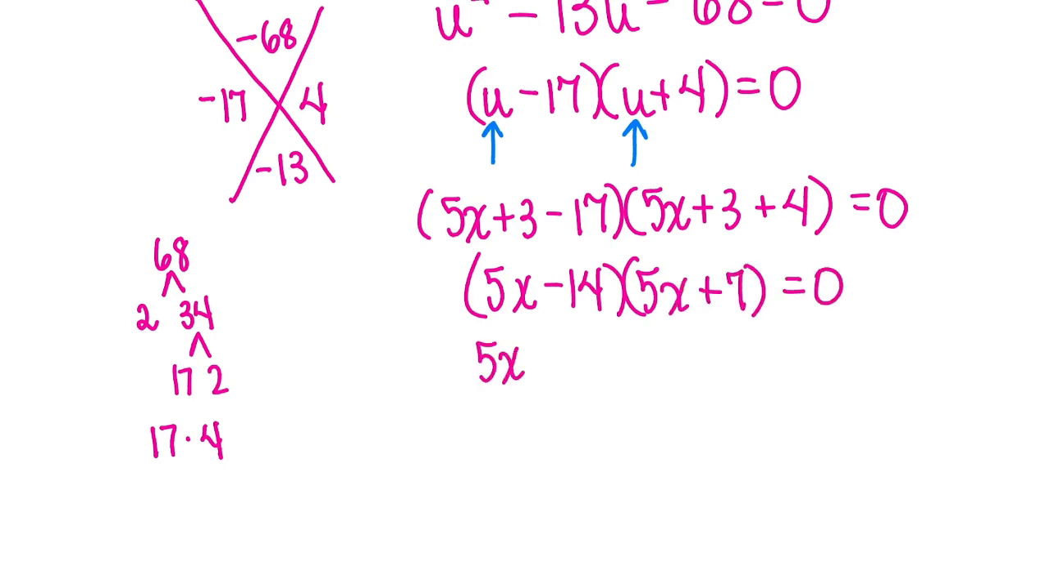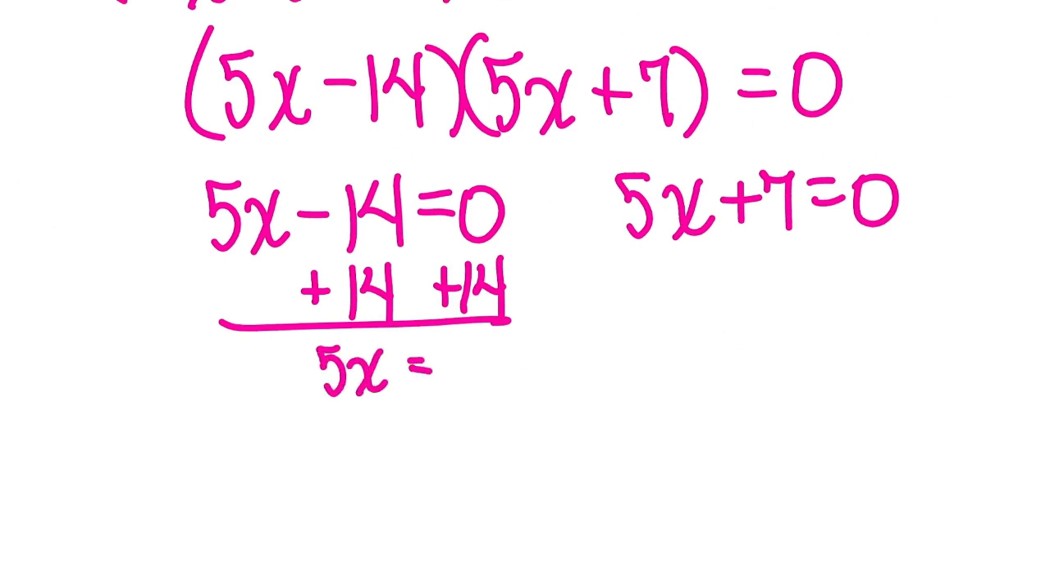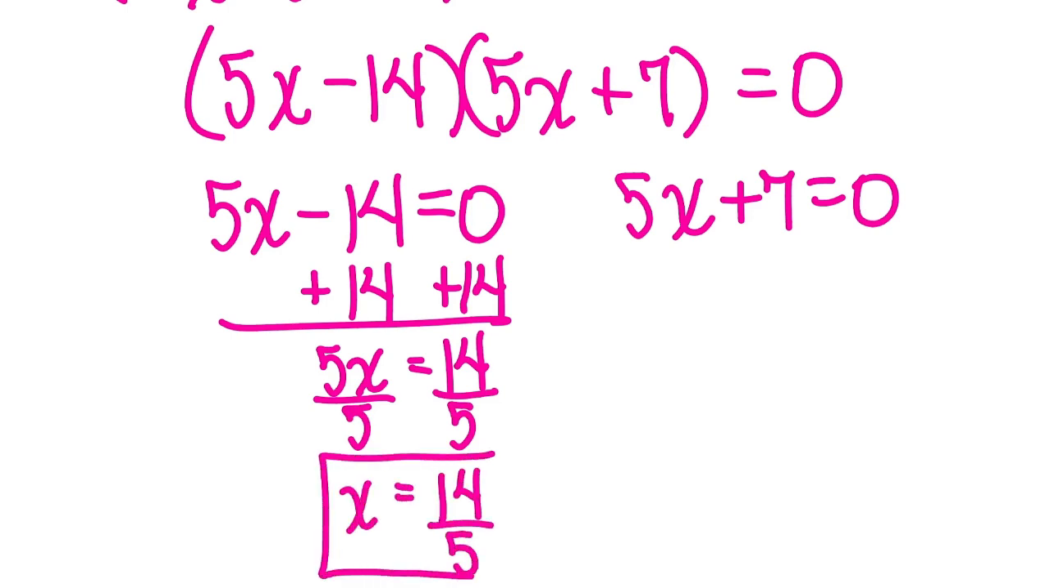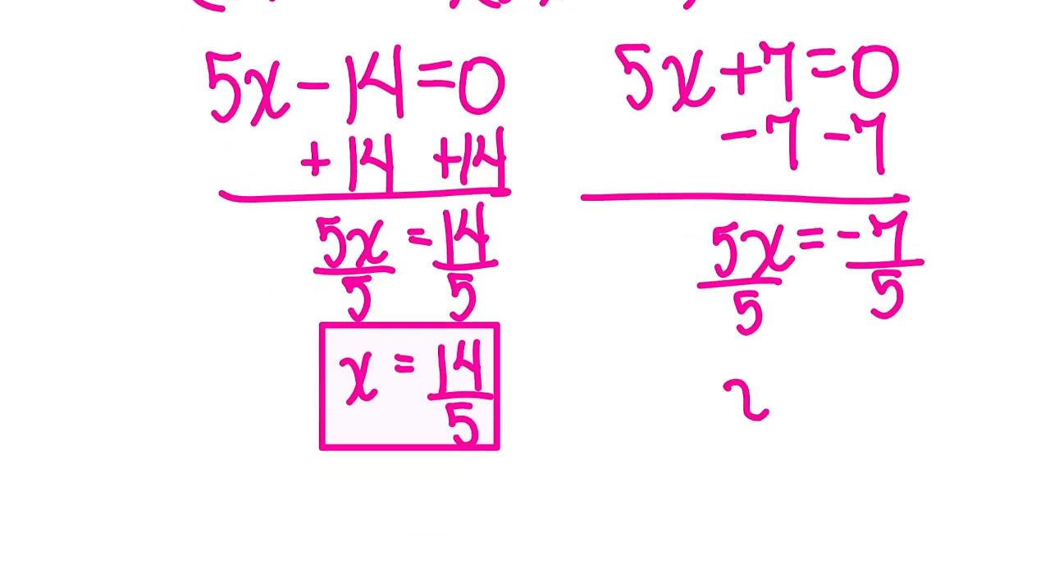Now we set both of these factors equal to 0 and we solve for x. So on this left side, we can add 14 and then divide by 5. So one of our answers is x equals 14/5. On the other side, we're going to subtract 7 and then go on and divide by 5. So our second solution is going to be negative 7/5.